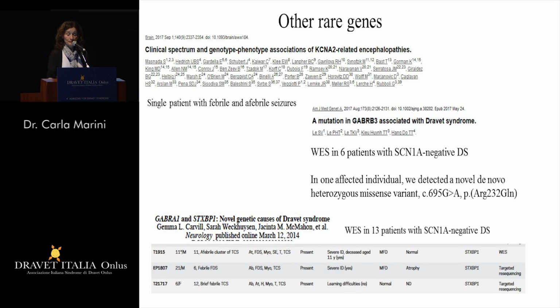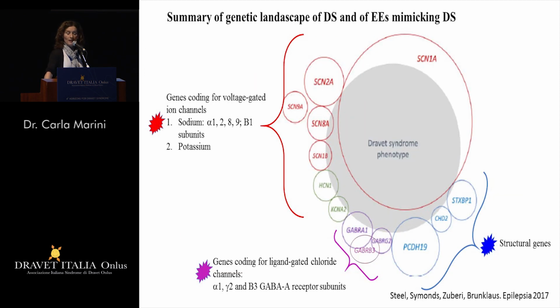And then there is this paper published some years ago claiming that mutations in STXBP1 cause Dravet syndrome. So I would like to conclude with this slide. This is a nice summary of the genetic landscape of Dravet syndrome and of epileptic encephalopathies mimicking Dravet syndrome, which was published in 2017 by Dr. Steel and the group of Samir Zuberi. It really summarizes that we have a core phenotype of classical Dravet syndrome, and I think the majority of these patients, the classical ones, have SCN1A mutations. And then around it, there are epileptic encephalopathies mimicking Dravet syndrome with mutations in other genes.